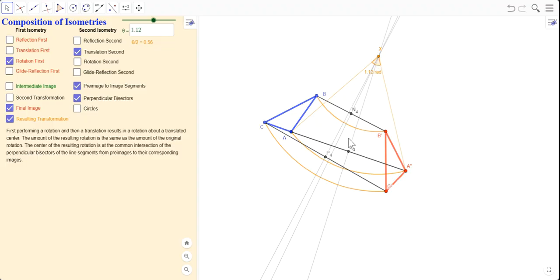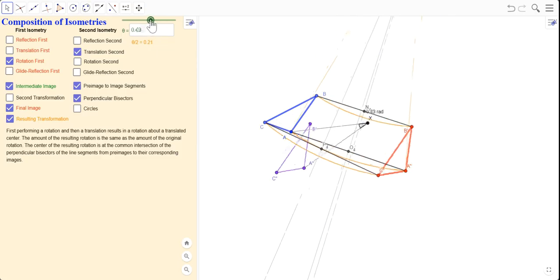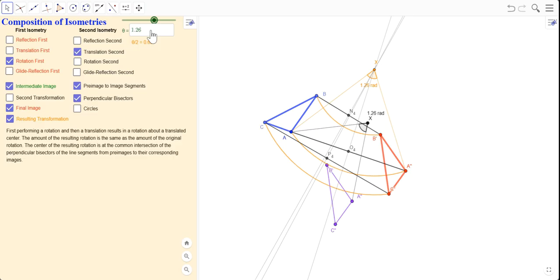Okay, and we get a rotation there. Look at the amount of the rotation. It's the same as the original rotation. See, there's the original rotation, which was controlled by this, and this rotation is the same. Okay, so that's pretty interesting there.